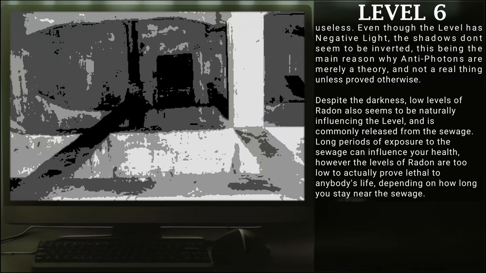Despite the darkness, low levels of radon also seem to be naturally influencing the level, and is commonly released from the sewage. Long periods of exposure to the sewage can influence your health, however, the levels of radon are too low to actually prove lethal to anybody's life, depending on how long you stay near the sewage.